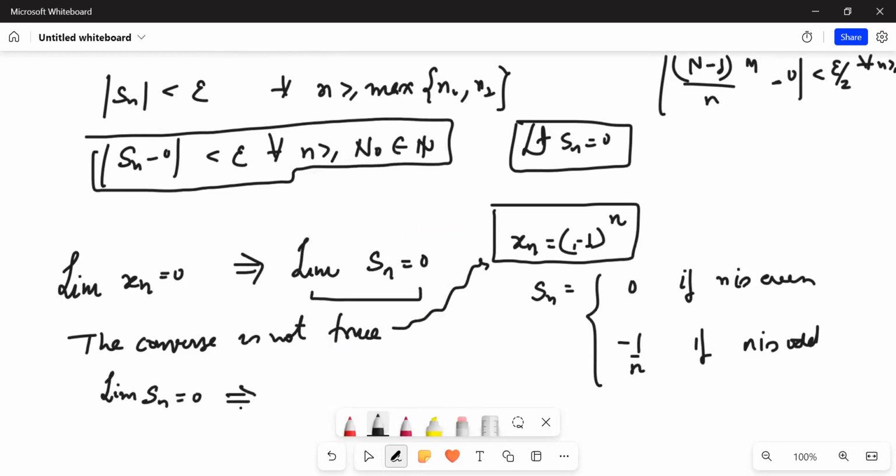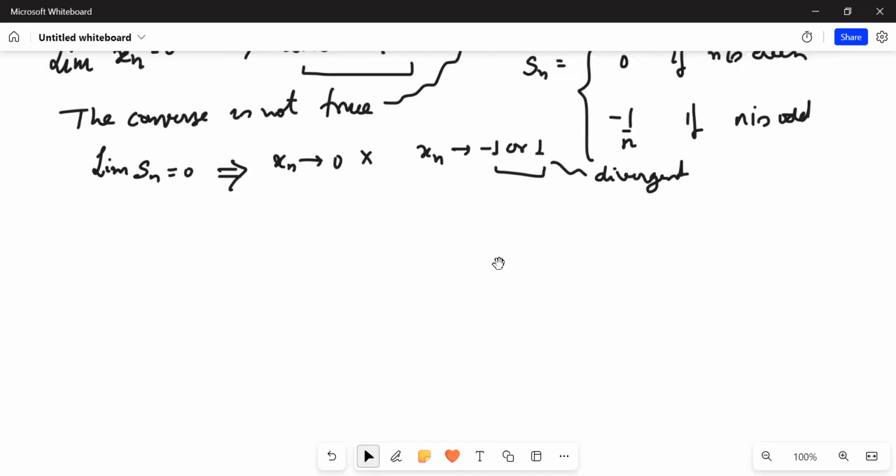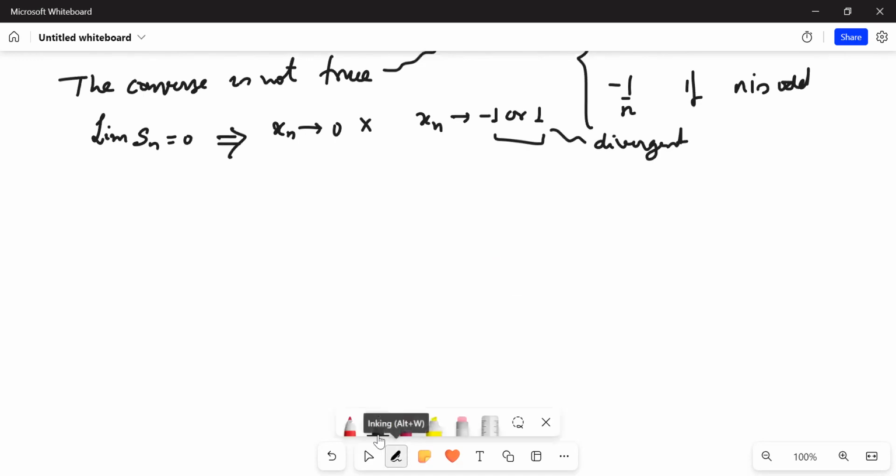If limit Sn is 0, does it imply that xn converges to 0? No. Clearly, xn oscillates between minus 1 and plus 1. So in fact, it is a divergent sequence. So if xn converges to 0, then limit xn can be written equal to 0. But if limit Sn is going towards 0, you cannot say that xn converges to 0. Now just think about this. What do you think?